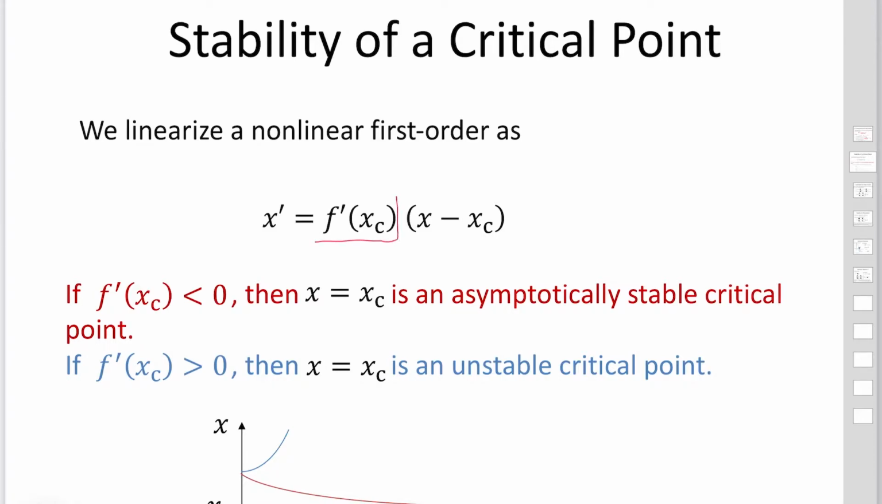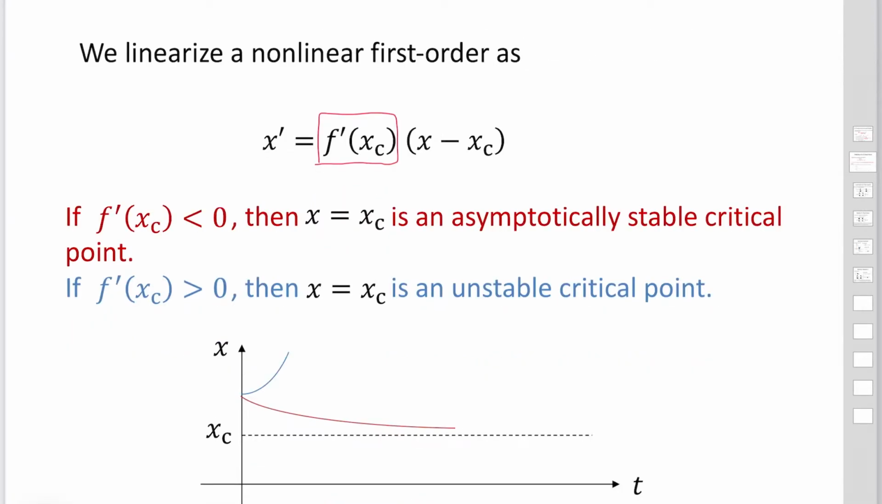So this is a constant quantity times x minus x sub c. So if f prime at x sub c is a negative quantity, then x equals x sub c is an asymptotically stable critical point. So this corresponds to the red curves. So x prime is a negative quantity. So if we consider some points close to the x sub c, the x prime is negative. So it's decreasing and approaching the x sub c.